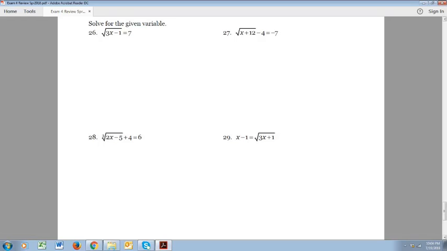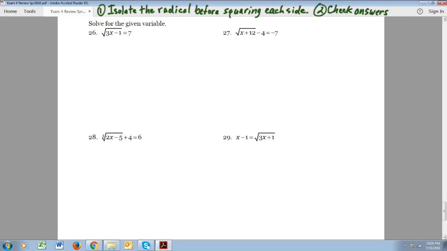So we talked about when you solve radical equations, there's a couple of things that are a little bit different that you need to do with radical equations. Of course, a radical equation is an equation that has a radical in it. So number 1, you need to isolate the radical before you square both sides. And number 2, you also need to check answers.